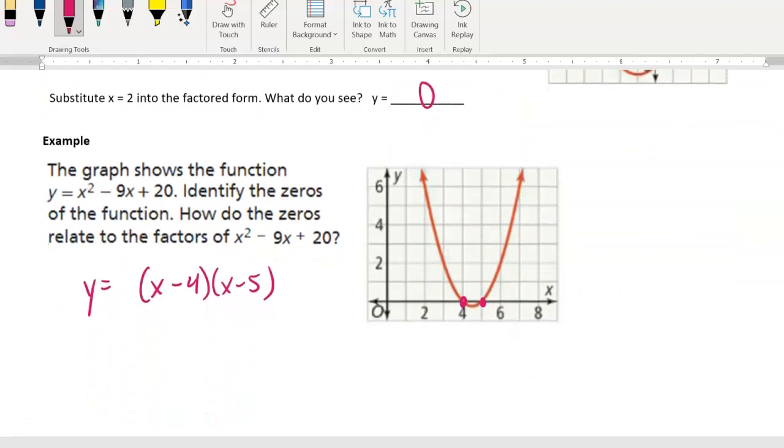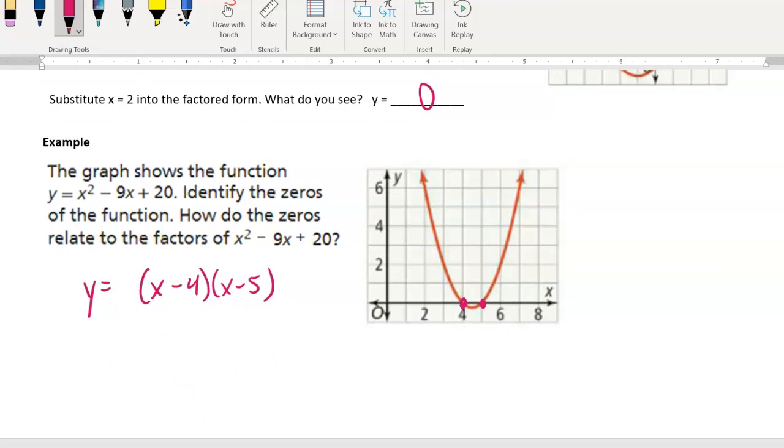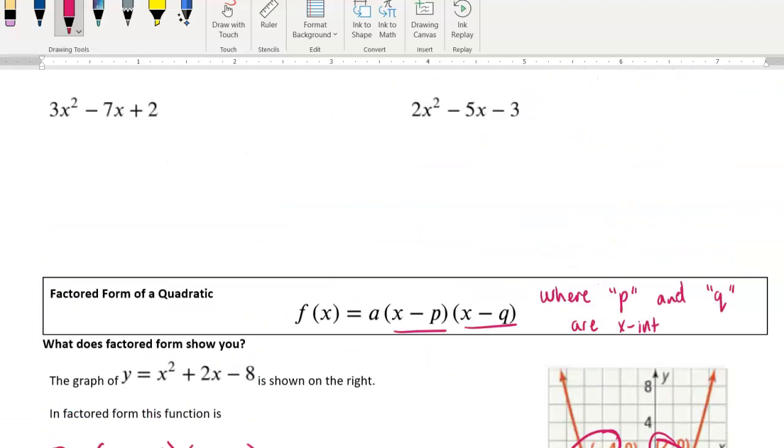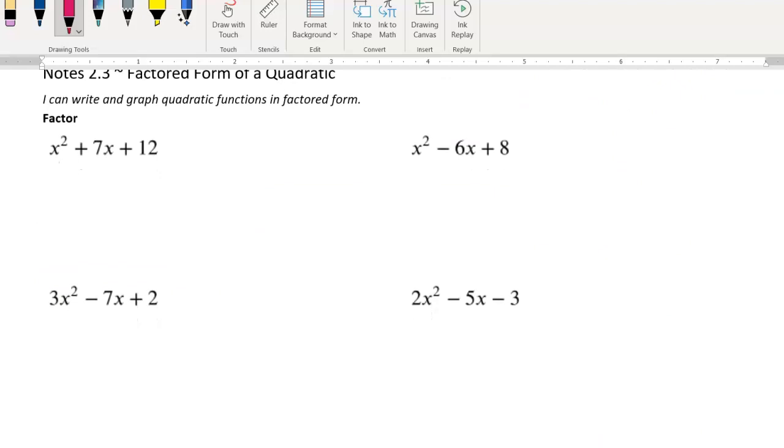Okay, well, that's looking at the graph. So if we look at a graph, it's super easy to get it in factored form. But what if we're not looking at a graph and we don't have a graphing calculator? Well, we need to know how to do this by what's called factoring.